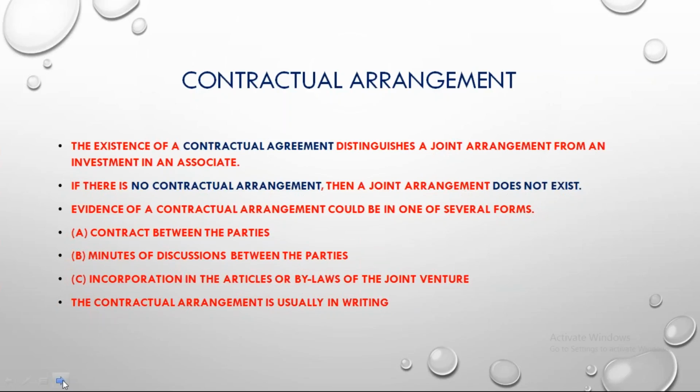So what is a contractual arrangement? It can be in different forms. It can be a signed contract between the two parties, then it's a contractual arrangement, and there's a joint arrangement. Or minutes of the decision between the parties: no formal contract, but the parties have met and recorded the decision, that is good enough to establish a contract. Or sometimes it is incorporated by the articles or bylaws of the joint venture. You have incorporated as a separate body, putting up all the conditions and the arrangement, that is also acceptable.